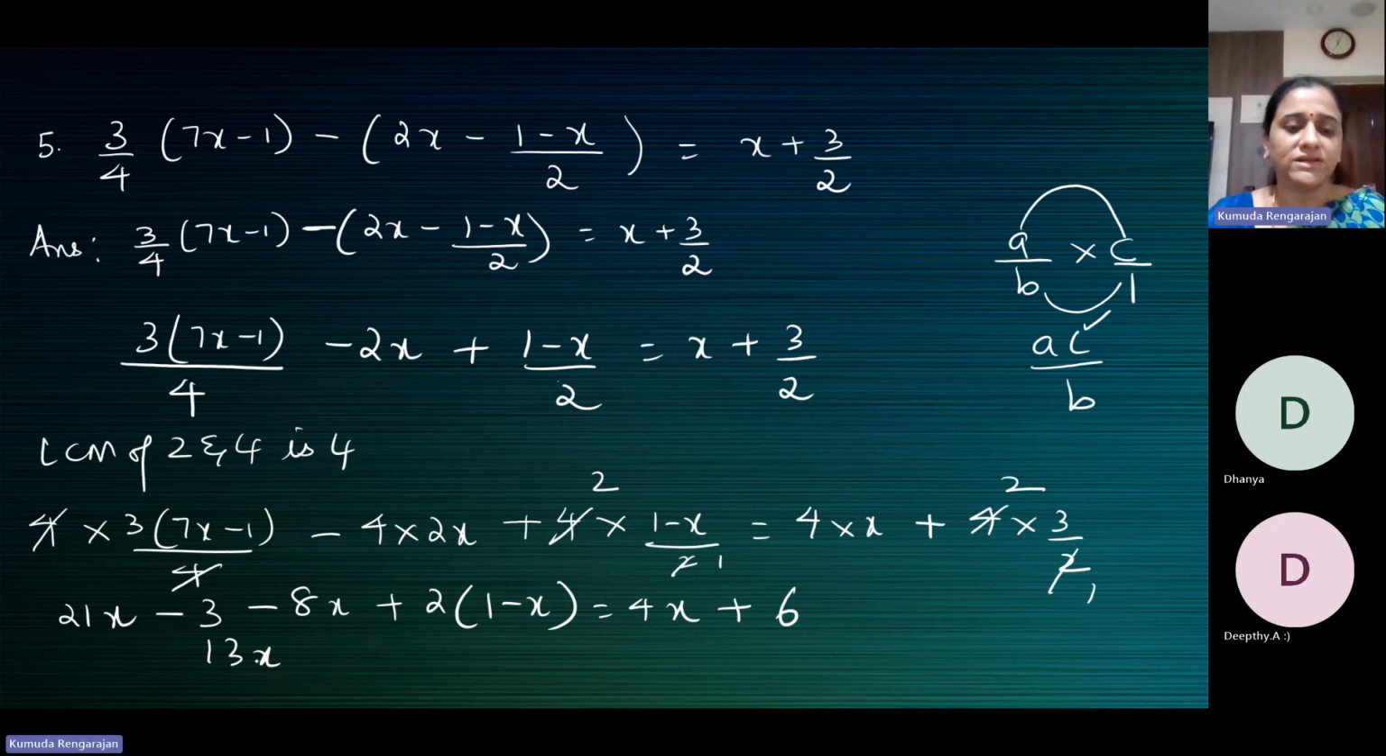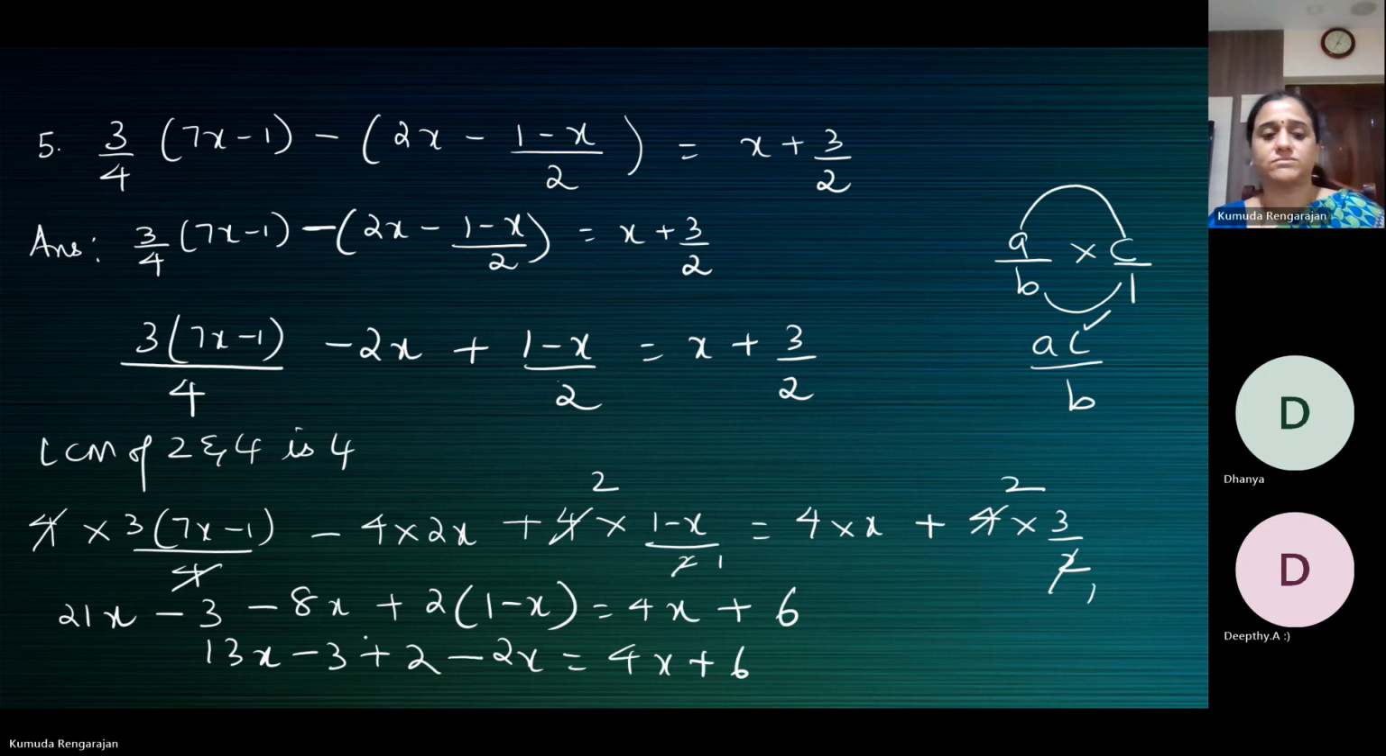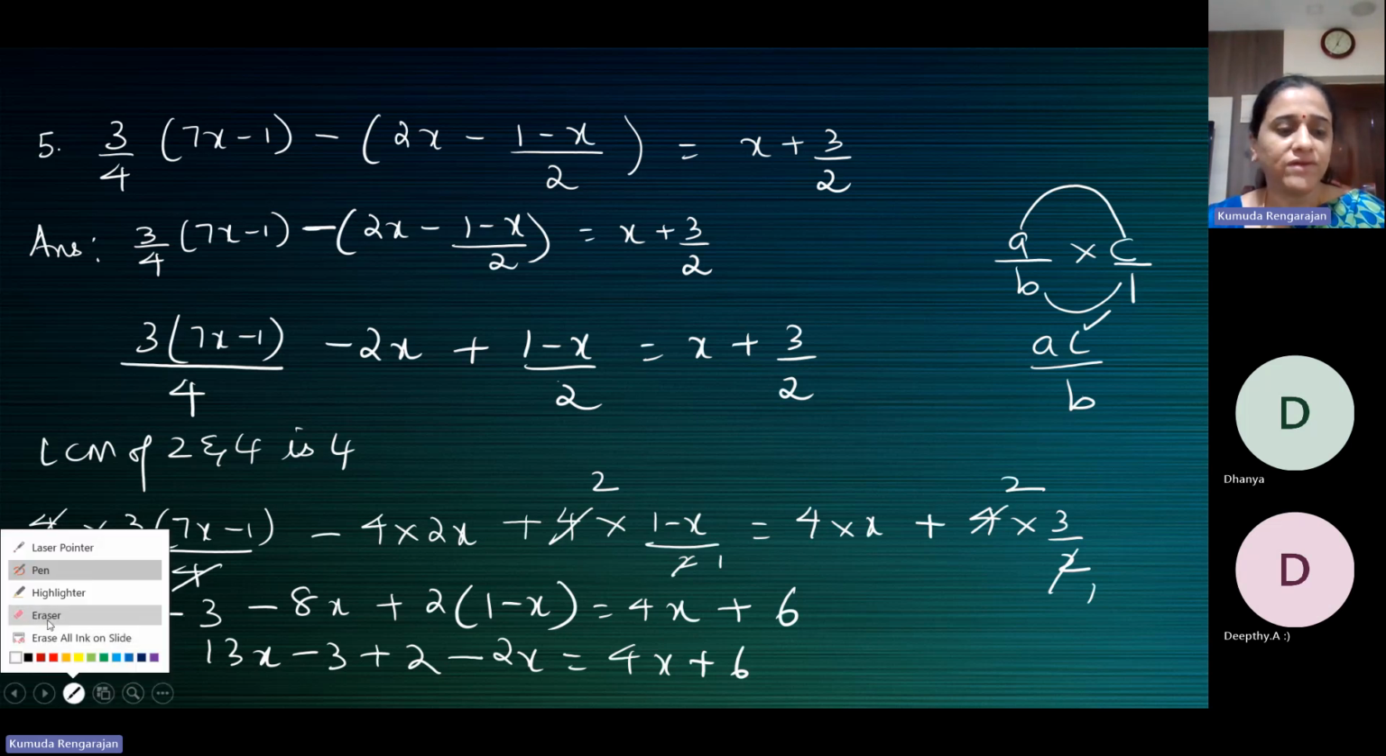So 21x minus 8x is 13x. Minus 3 you'll have to write as it is. Now when you multiply, plus 2 into 1, plus 2. Then plus 2 into minus x, minus 2x, is equal to 4x plus 6. Now again the LHS can be simplified, no? Can you see? 13x minus 2x. LHS can be simplified further.